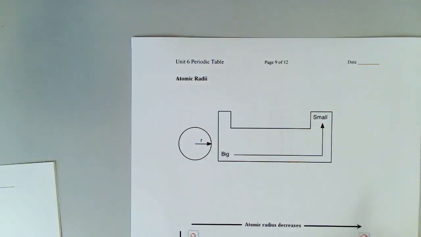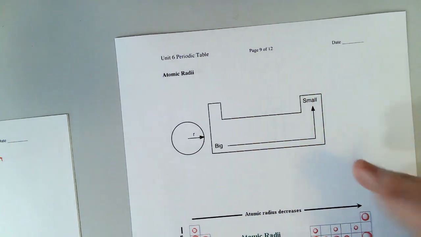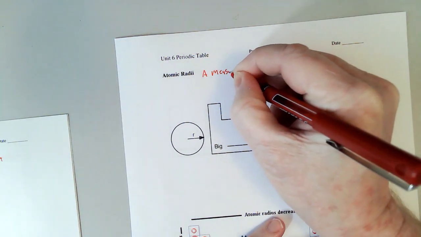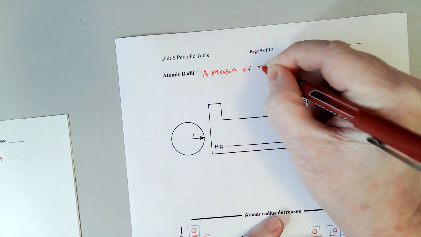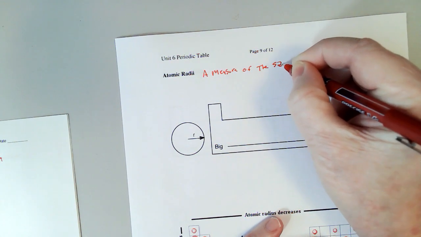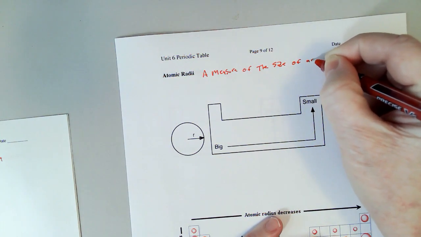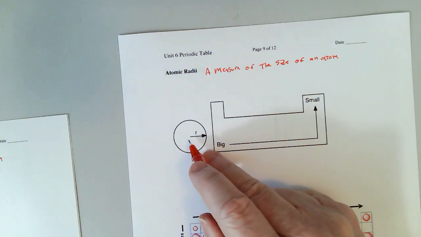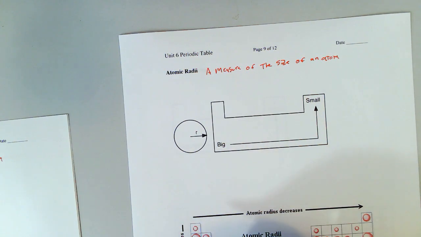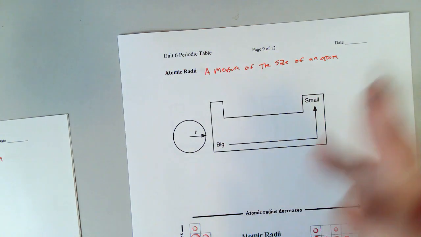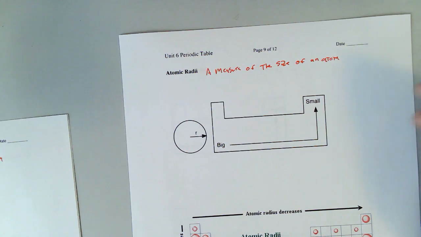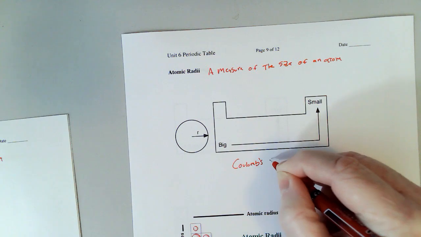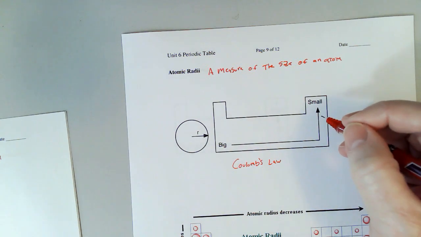Okay, so atomic radii. This is a measure of the size of an atom. Now it's based on the idea of a circle, where halfway across is the radius, except this time it is a sphere instead of a flat circle. It's 3-dimensional. And Coulomb's law is going to govern all of this.